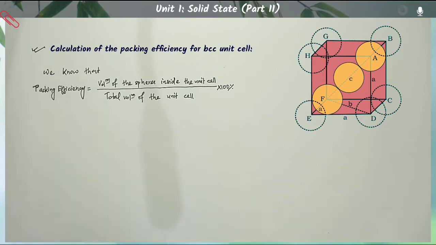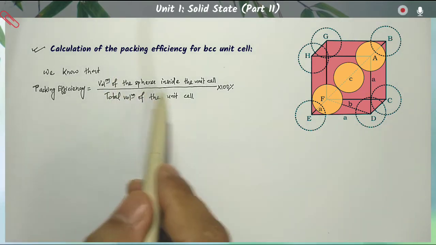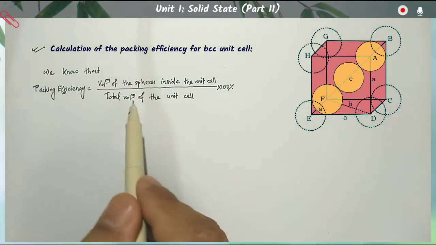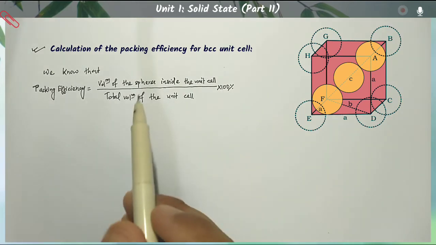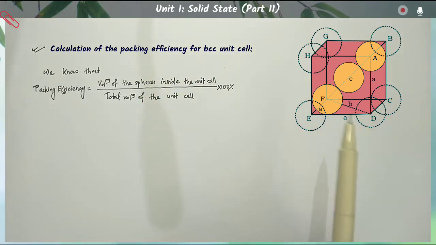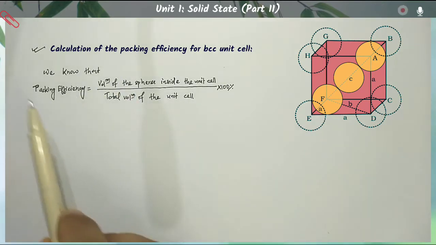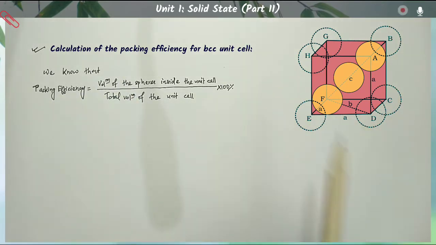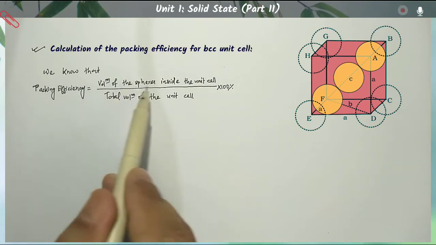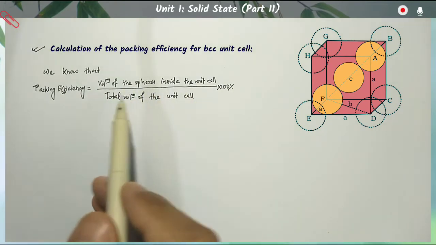Here you see we need the volume of the spheres inside the unit cell and the total volume of the unit cell. So we have the figure of the unit cell, and we have the formula. Now we have to use this formula and this figure to calculate the packing efficiency. Let us first calculate the volume of spheres inside the unit cell.